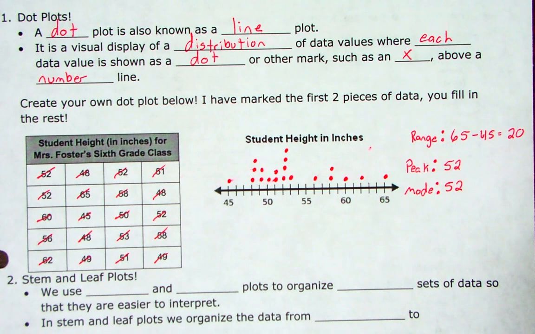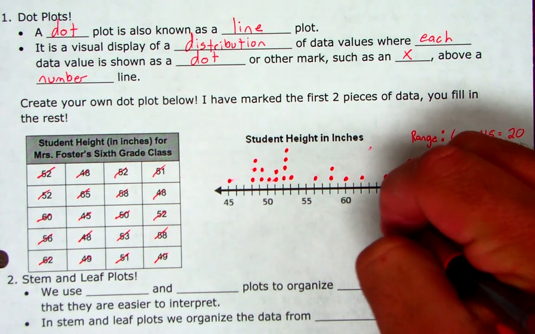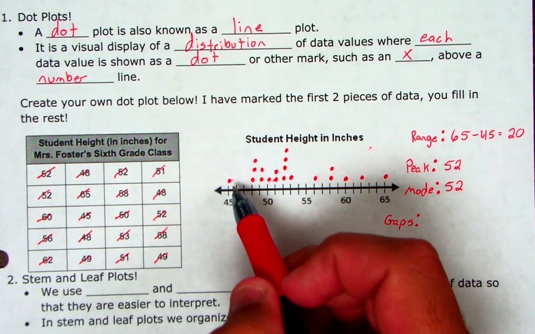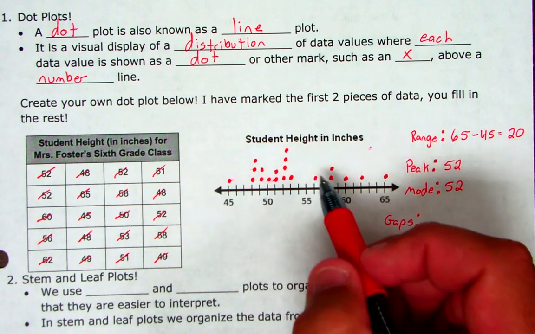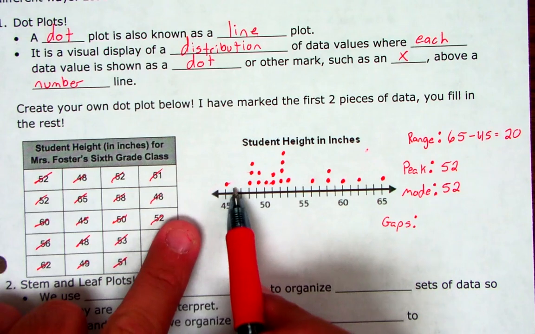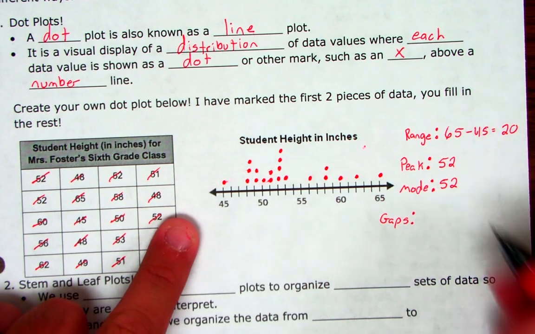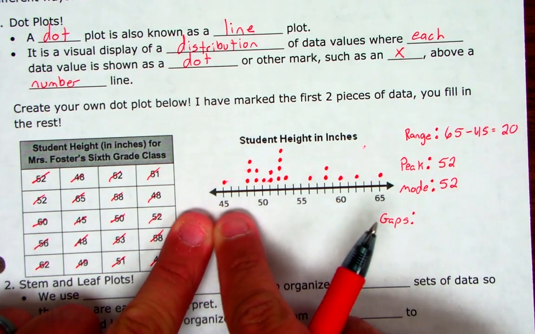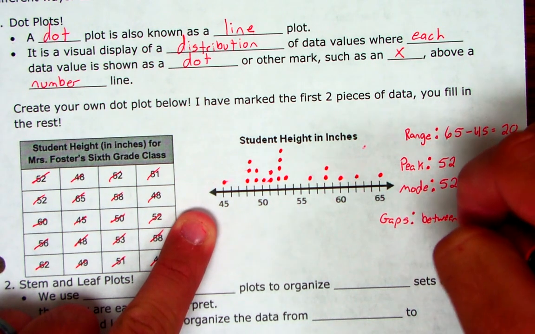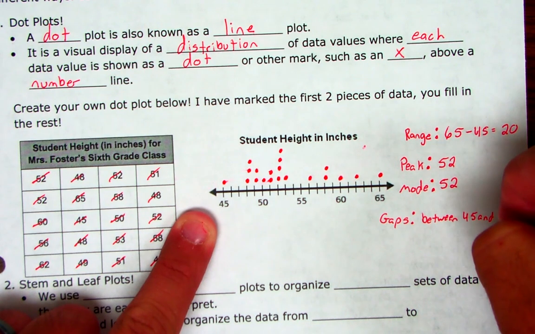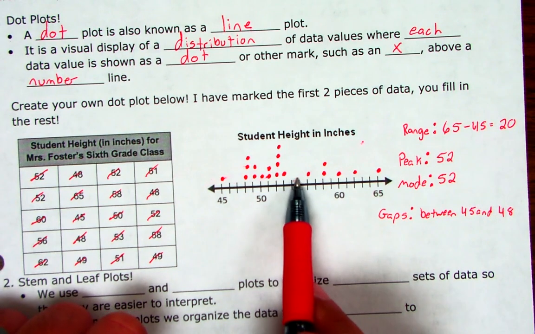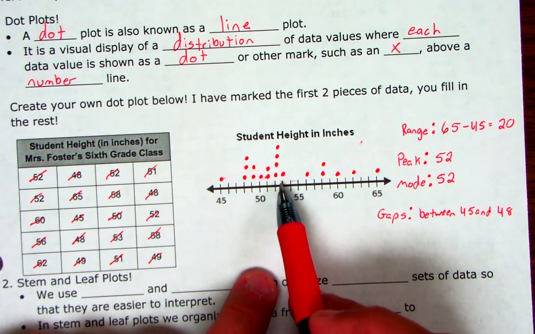Now, the next question is gaps. Do we see any gaps? A gap means there's no dots here. There's missing dots somewhere. Okay? So in this case, we don't have any data right here. So the gap would be between 45 and 48. Do I have any other gaps? Yes, I do. I have some gaps right here. So that would be between 53 and 56.